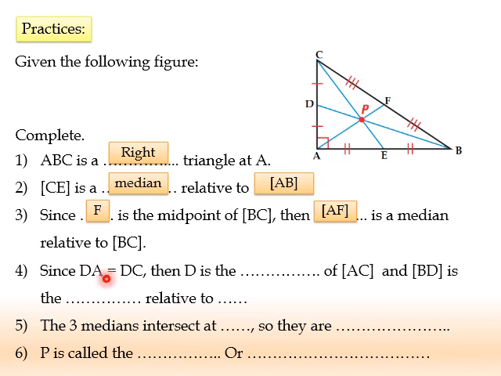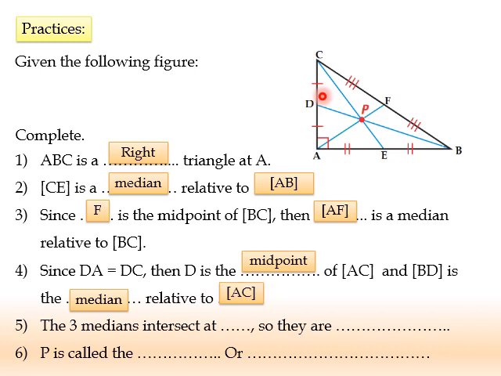Now part 4, since DA equals DC, then D is what of AC? Since AD equals DC, then D is the midpoint of AC. And BD, this segment issued from vertex B to the midpoint of AC, which is the opposite side of the angle CBA. So I can say that BD is the median relative to which line? AC.